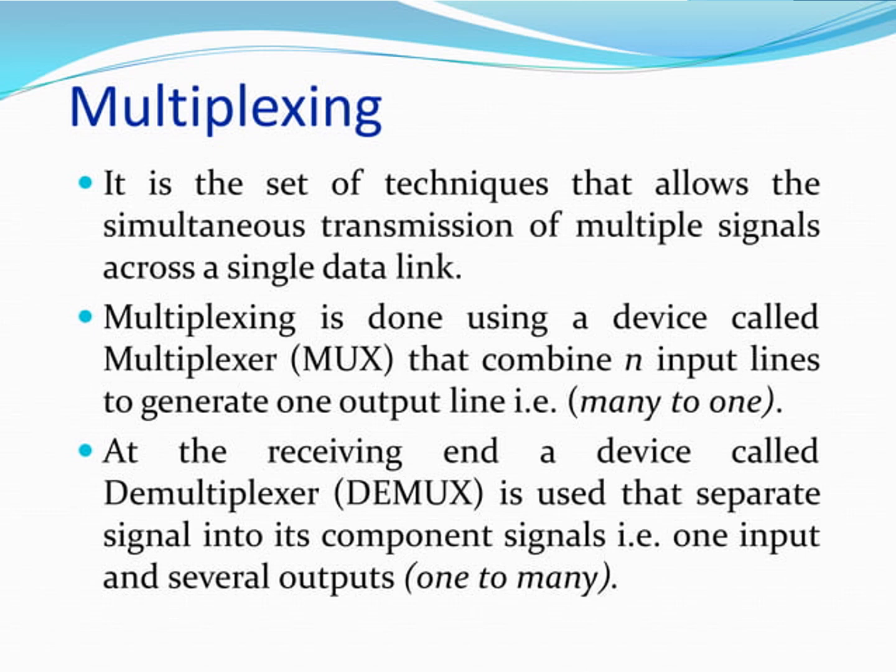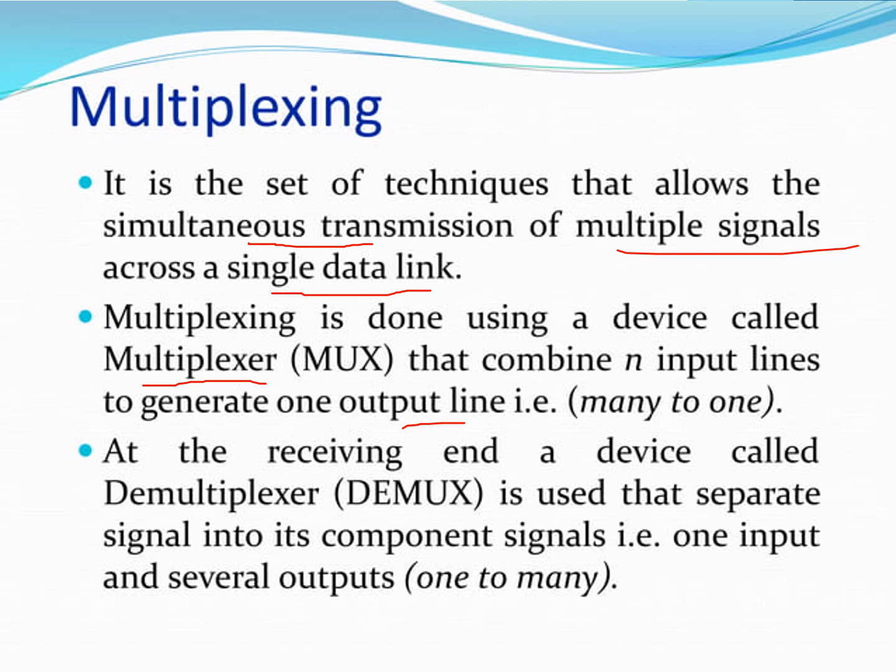See here, it allows simultaneous transmission of multiple signals over a single data link. In a single path, it will allow multiple signals, so we say it is multiplexing. The device we use for multiplexing is called a multiplexer, which combines n input lines and generates one output line. So this is the step of multiplexing, but at the receiving end we need something that gives the correct communication to the source and the destination.